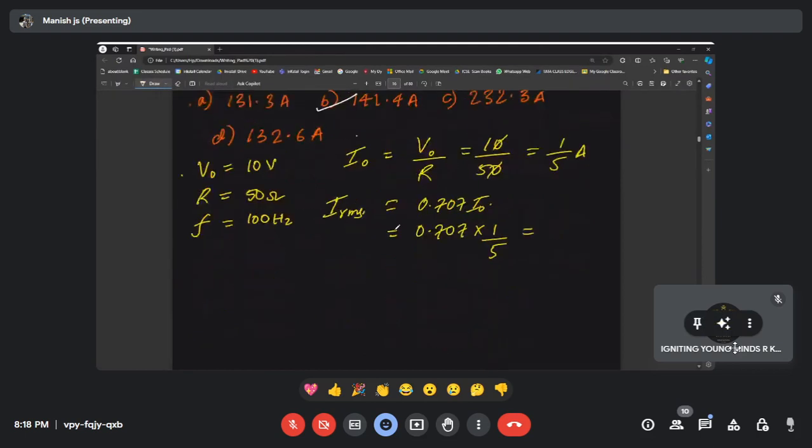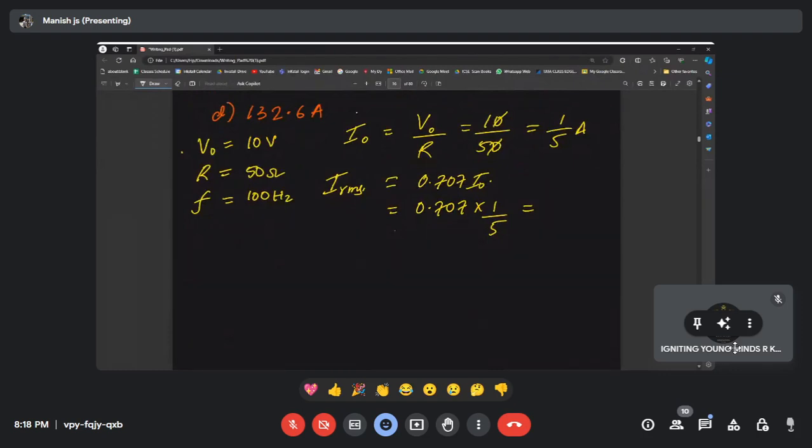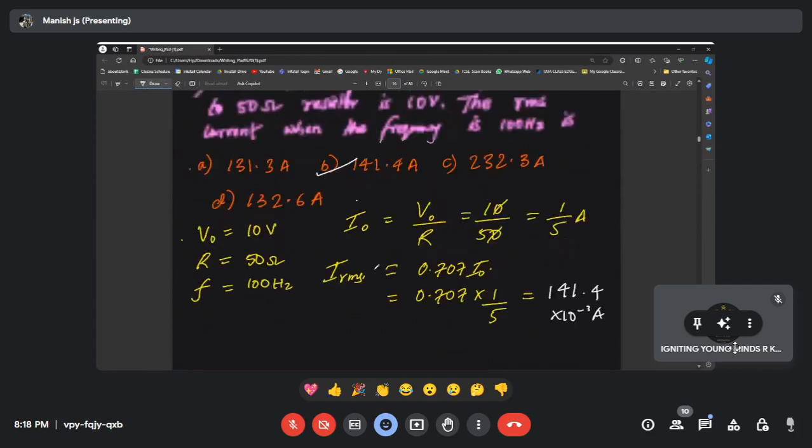Okay, correct. So you will actually get 141 if I'm going to write in this format, 141.4 into 10 power minus 3. Is that right? You will get it like that, isn't it? Into 10 power minus 3. So that is milliamperes. Fine. So the options are actually in milliamperes, so everywhere there are milliamperes. So answer is option B in this case.